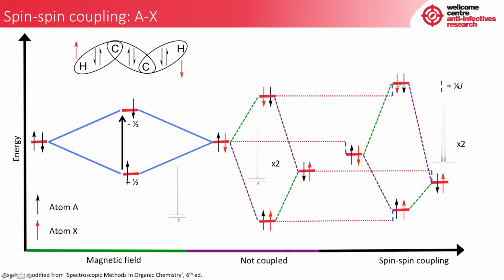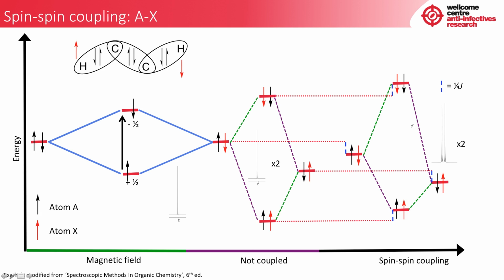The result of this distortion is that if we look at the two green lines for the A system and the two purple lines for the X system, we will see that there is now a pair of inequivalent transitions for each, and this results in each nucleus giving us two lines, so we see a doublet, different chemical shifts for each. If we consider the energy of that, as it happens, the distortion of each of these configurations from the uncoupled energy value is a quarter of J.